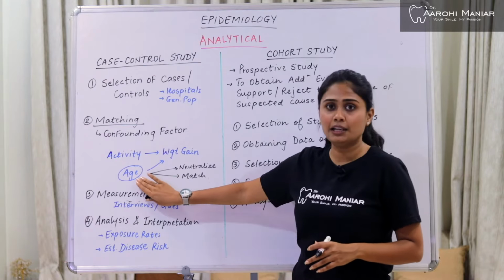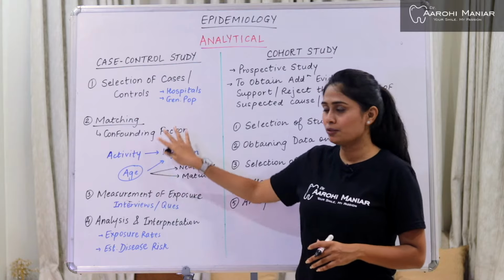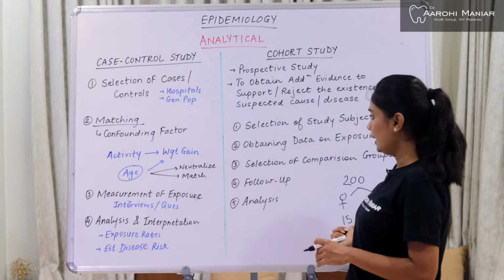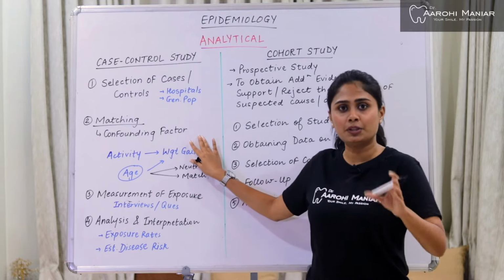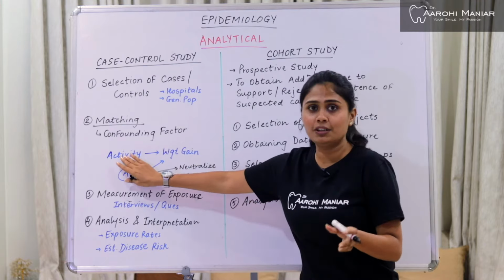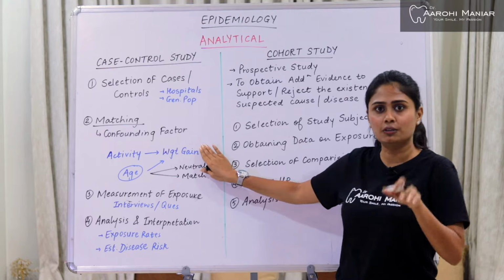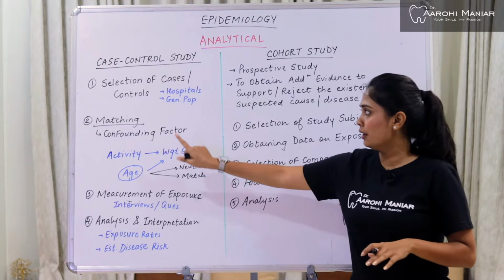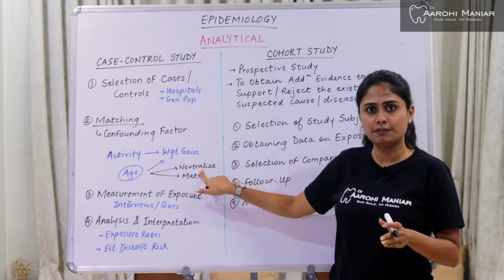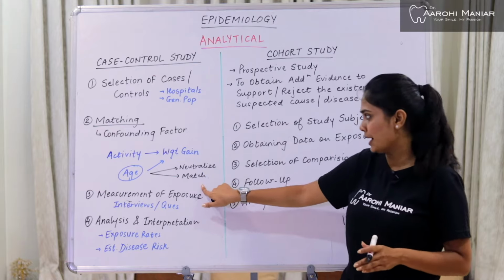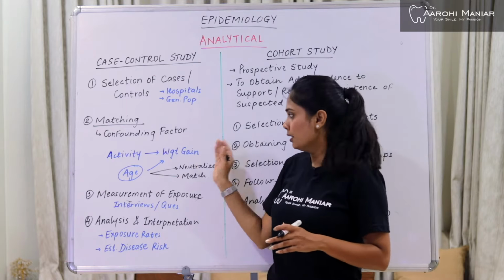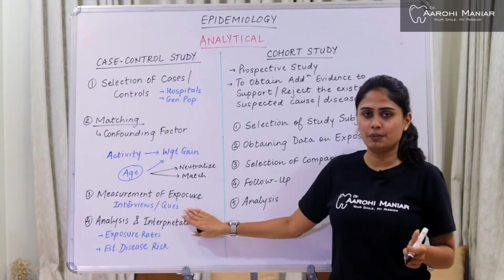So we have to nullify this factor. When we study, we have to nullify the age factor. We have to take all the population in the same age, and then we can look at their activity and come to our conclusion about weight gain. So our confounding factor has to be nullified or neutralized, and then matched to get a proper result. Moving on to the next point, measurement of exposure.